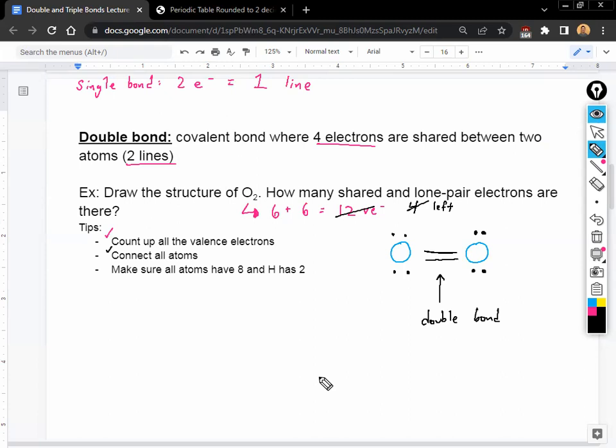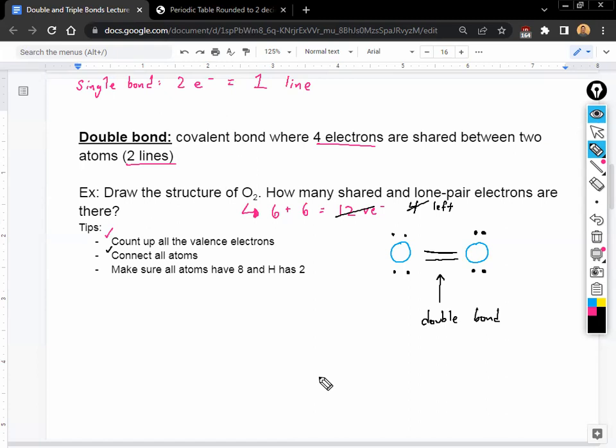So again, same concept. We're just trying to make sure everybody has 8. And we do that by taking away 2 of the dots and just making another line between the atoms. Okay. All right, so that's going to be a double bond.